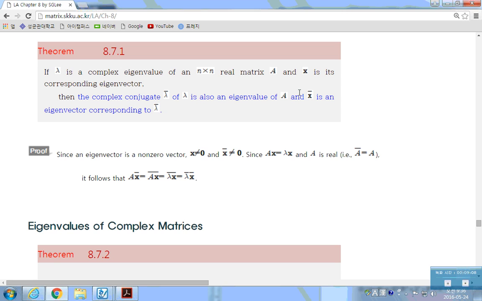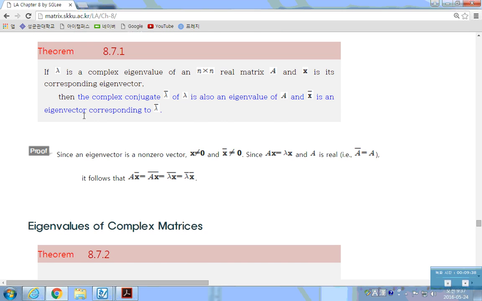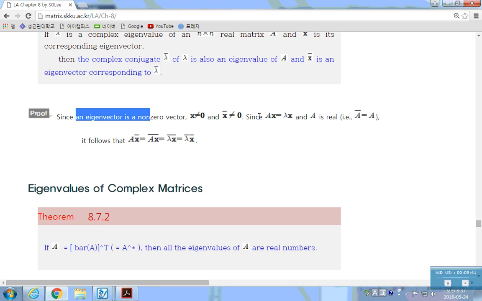This is a very interesting fact. And x conjugate is an eigenvector corresponding to the conjugate of lambda. Okay, this is very easy. So for a real matrix, if you have a complex eigenvalue, then you already found another distinct eigenvalue, which is the complex conjugate of the one that you've already found. Since the eigenvector x is a non-zero vector, its conjugate should also be a non-zero vector.